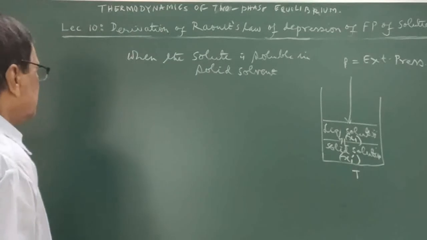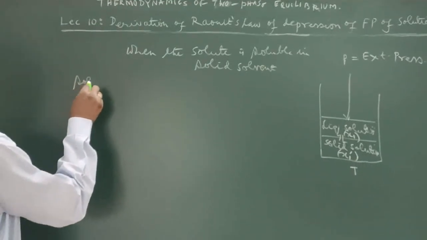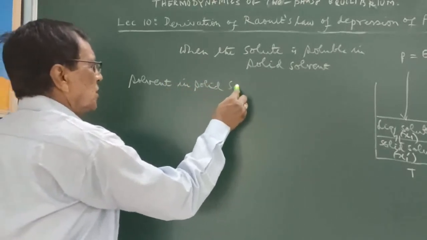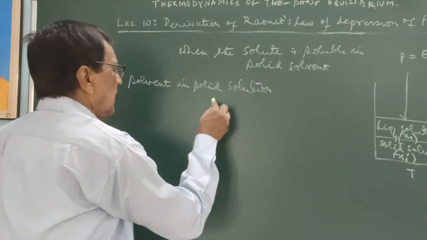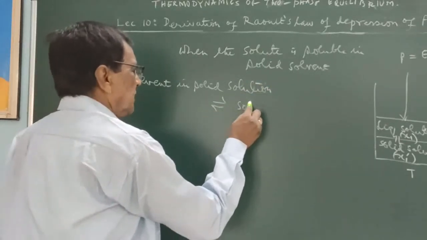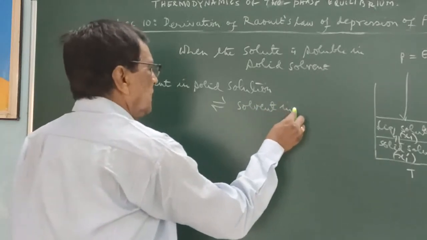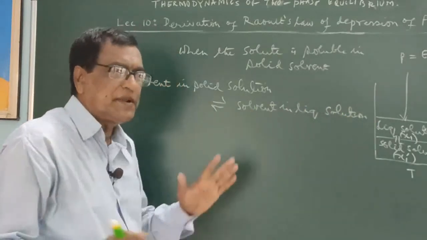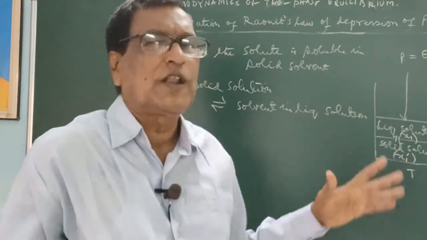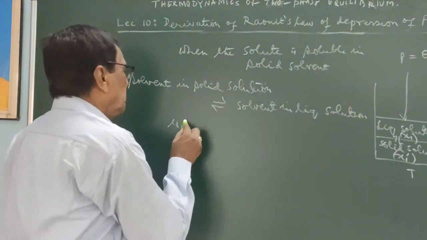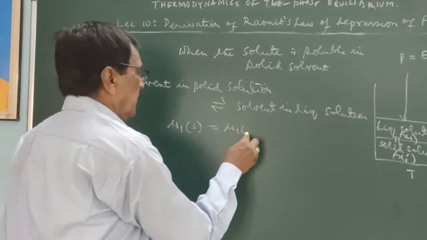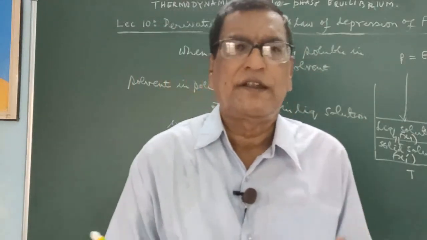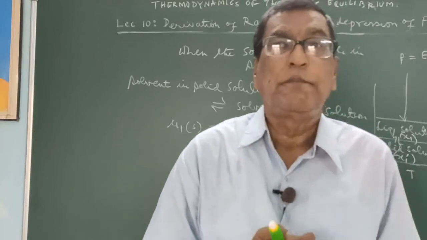So in this case, the equilibrium is solvent in solid solution, and this solvent in liquid solution. So here also solvent remains in two phases at equilibrium. So thermodynamic condition will be like that, μ1s equal to μ1l. Superscript naught is omitted, since the solvent here remains in a mixture, not in a pure state.